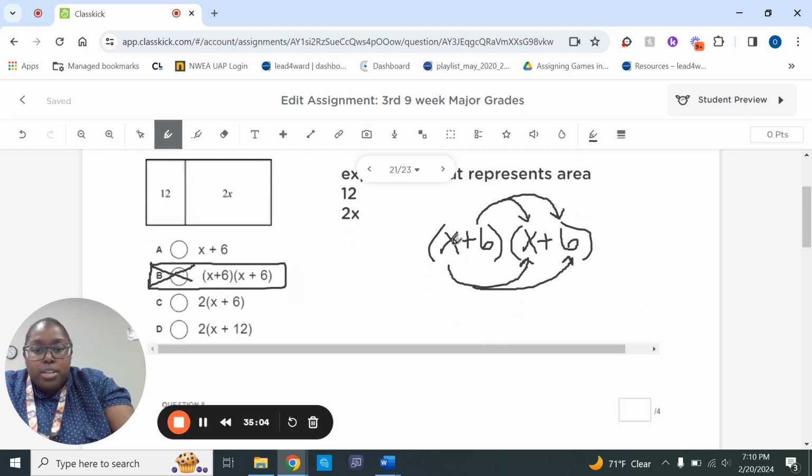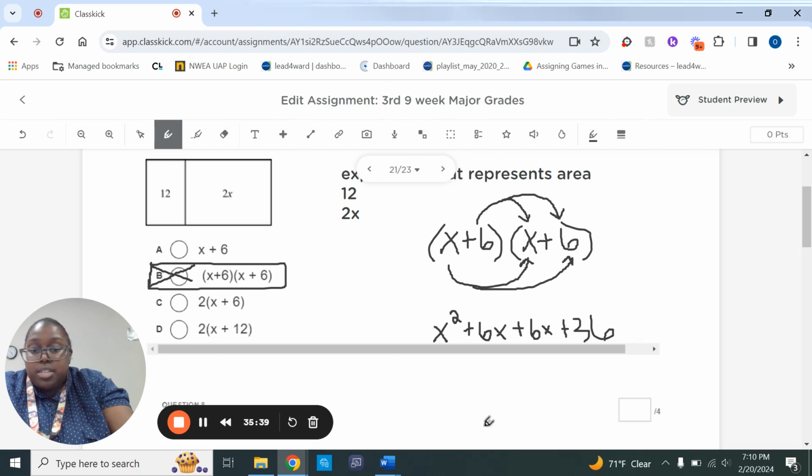So this means I'm doing x times x, which is going to get me x squared. Then x times 6, which is going to give me plus 6x. Then I do 6 times x, which is another 6x, plus 6 times 6, which gives me 36. So I have x squared plus 6x plus 6x plus 36.